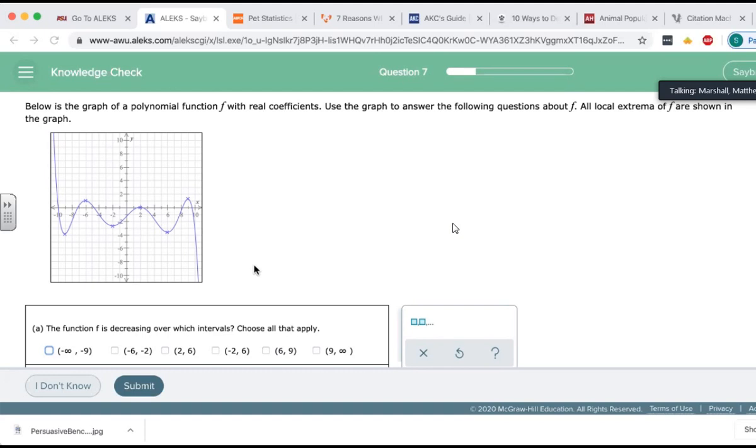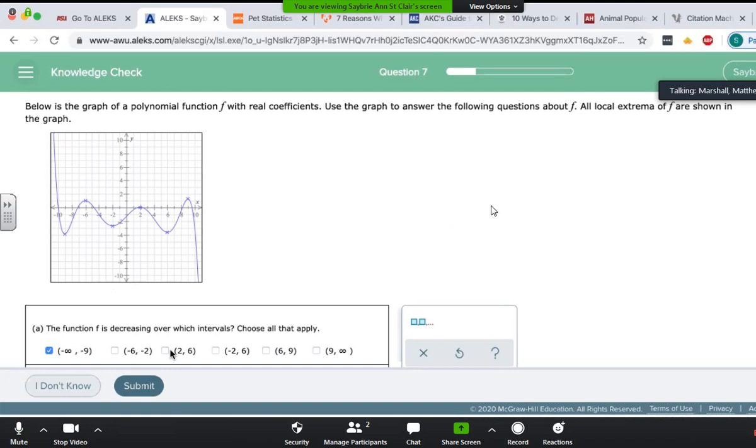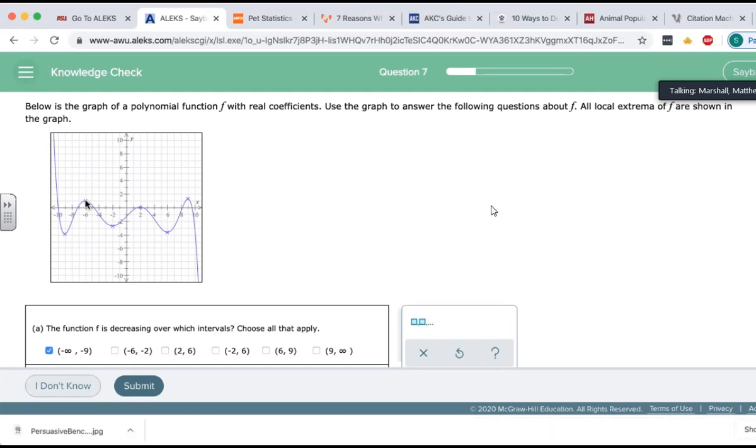The first part is pretty easy, right? So decreasing looks like from negative infinity to negative 9. Is that negative 9 right there? That looks like negative 10. Oh no, that's right. Yeah. From negative infinity to negative 9, and then from negative 6 to negative 2, it looks like. Two to 6. And then you got one more, looks like 9 to infinity.